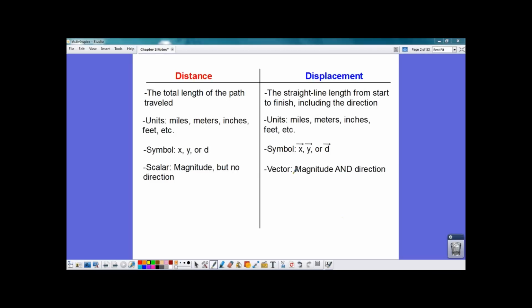Today we're going to talk about distance and displacement. Distance is a term that you've used a lot while you were growing up. Distance is the total length of the path traveled.